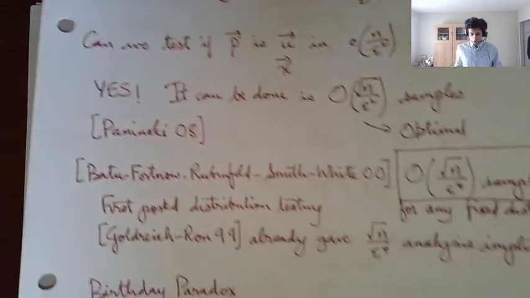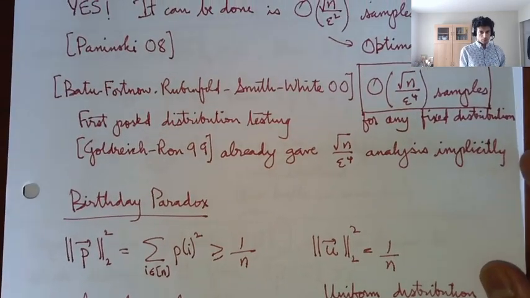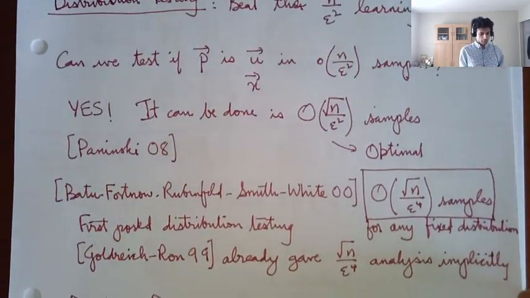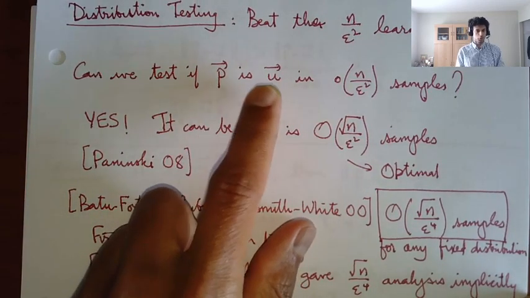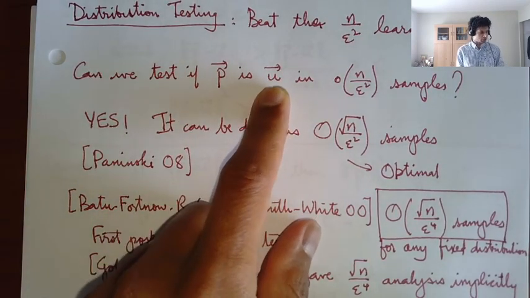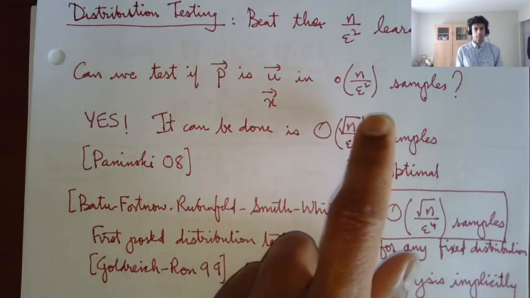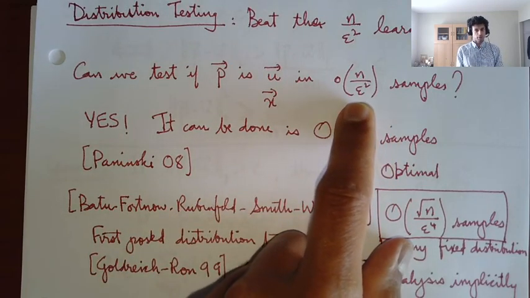Yeah, so today we're going to be doing uniformity testing. Just to go over the problem and the statement, our aim is to property test if a distribution P is the uniform distribution, and we'd like to do it better than the sampling bound, which is just O of n over epsilon square.